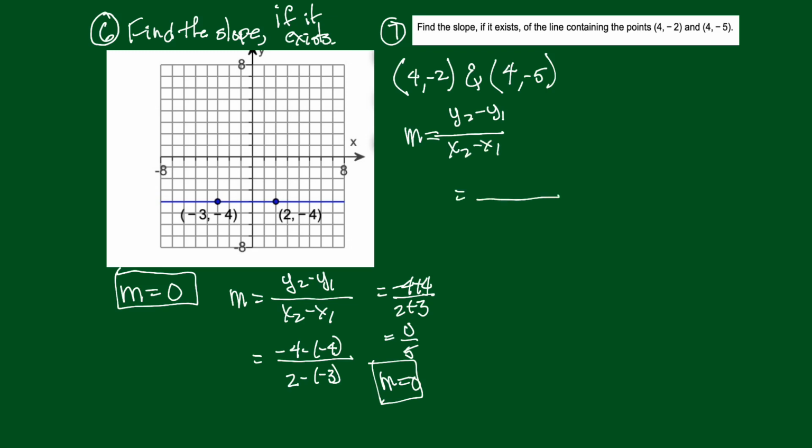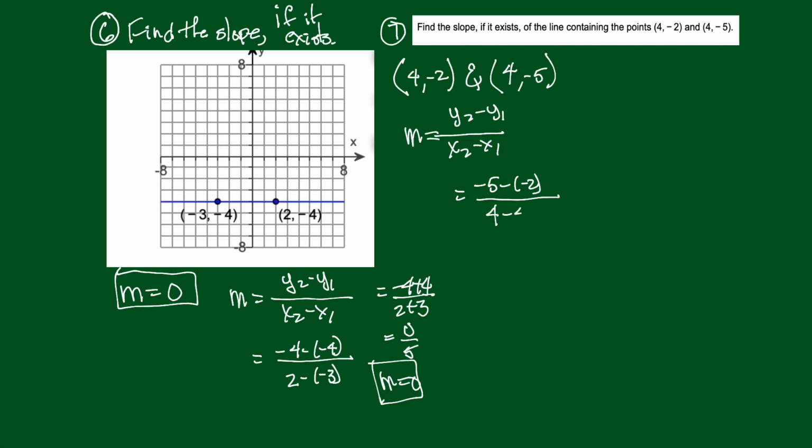This will give us, okay, second y minus first y. Second y is negative 5 minus the first y, which is negative 2. So I'm going to get negative 5 minus negative 2. And the second x minus the first x. Now the second x is a 4 minus the first x, which is also 4.